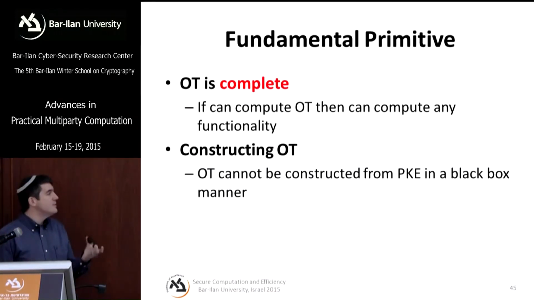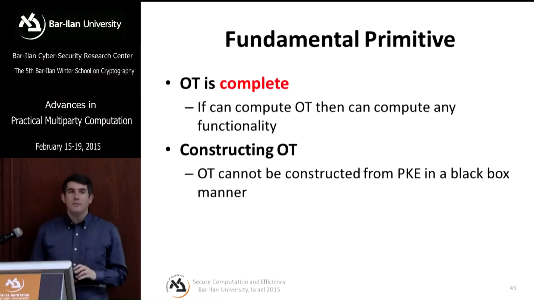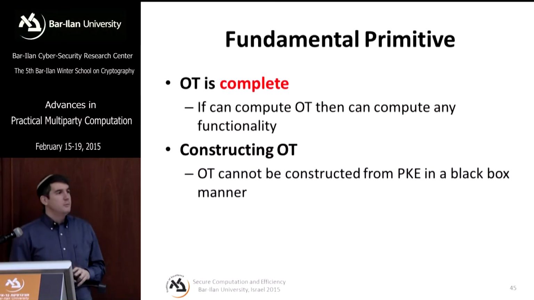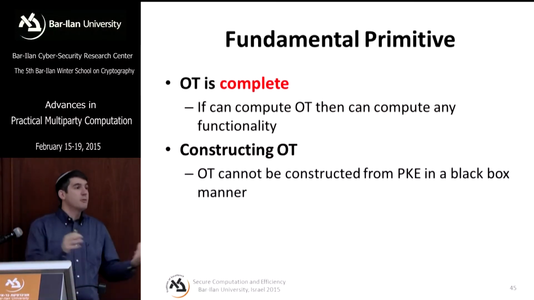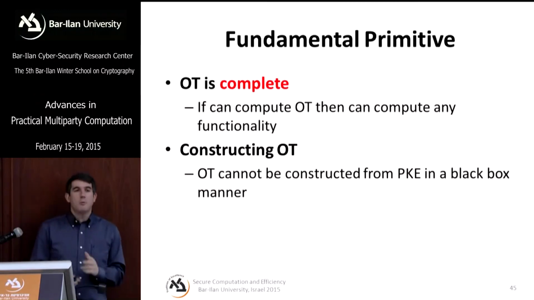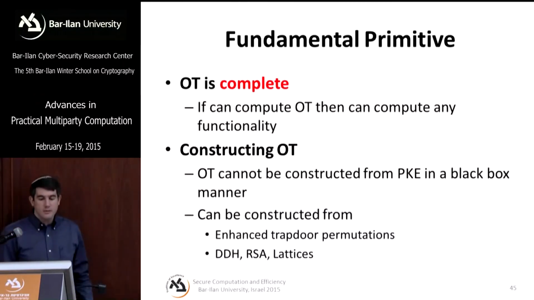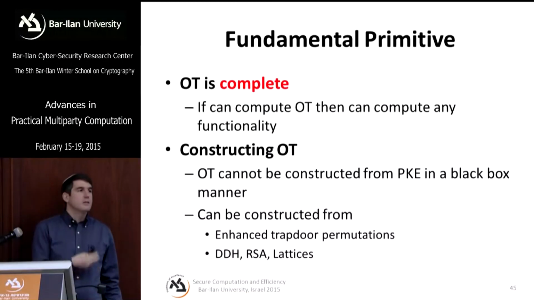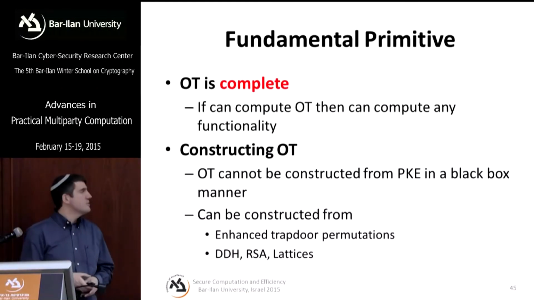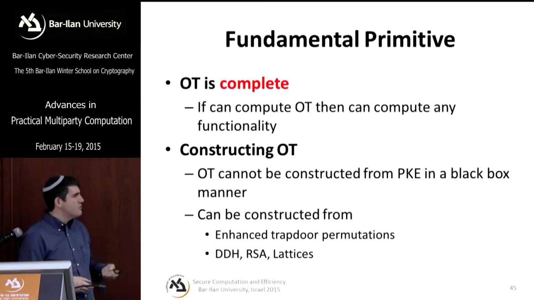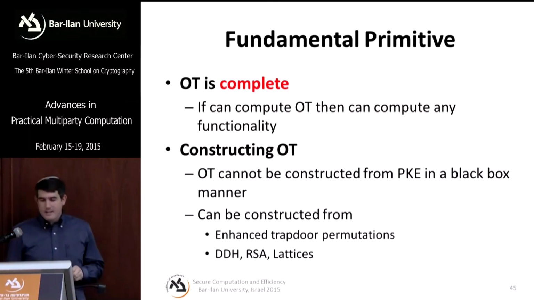However, it's not so easy to do oblivious transfer. For example, if you're just given public key encryption, which is reasonably strong in the crypto world, in a black box manner, you can't actually do oblivious transfer. You can construct it, though, from most of the asymmetric assumptions that we have, I think maybe even all of them. So enhanced trapdoor permutations, which is like RSA and Rabin, etc., from the decisional Diffie-Hellman assumption, from lattices, from essentially all of the specific assumptions that we have which are asymmetric.